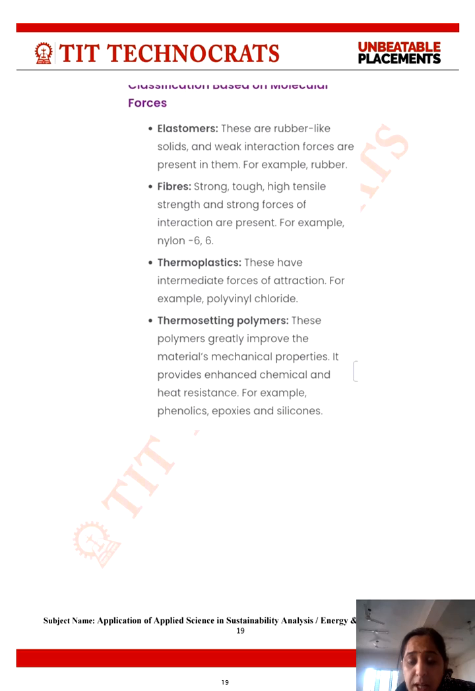Next is thermosetting polymer. These polymers greatly improve the material's mechanical properties. They provide enhanced chemical and heat resistance, for example, phenolics, epoxides, etc.